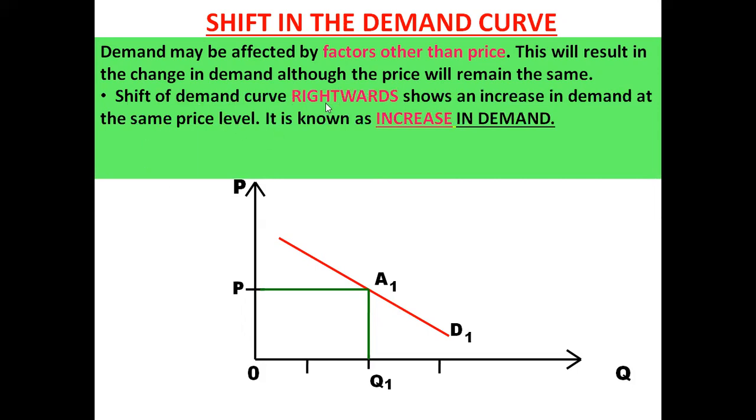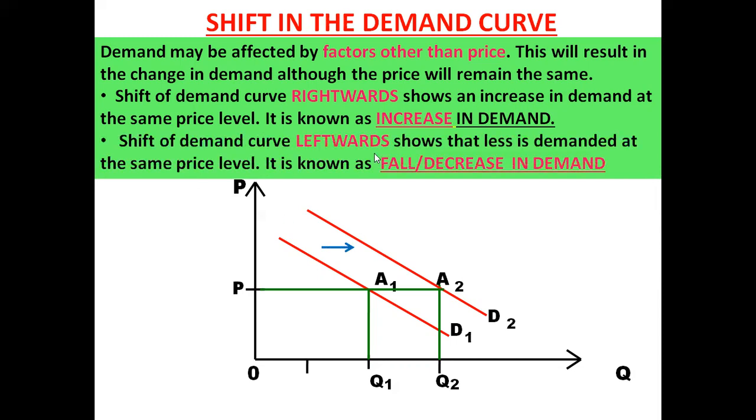Now the demand curve shifts rightward. It means there's an increase in demand at the same price level, which is known as increase in demand. Now we have the same price level P. The demand curve shifts rightwards and there's an increase in demand from Q1 to Q2 units and we get a point A2 on the demand curve D2. So the demand curve shifts rightwards from D1 to D2.